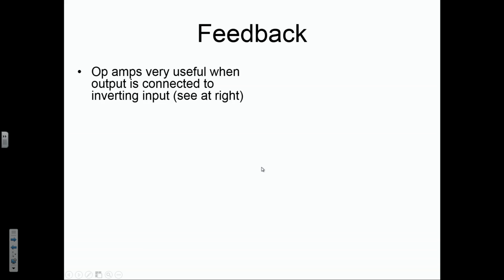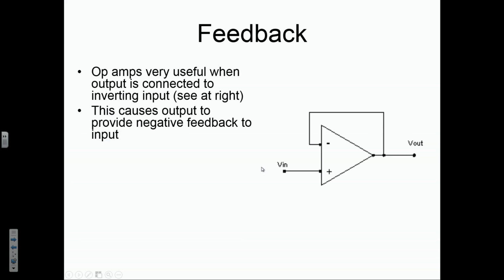Op-amps are very useful when the output of the op-amp is connected to the inverting input of the op-amp. So take a look at this. You've got two inputs, inverting, non-inverting. So you've got a voltage coming into the non-inverting, and the output of the op-amp is connected by wire back to the inverting input. This causes the output right here to provide negative feedback to the input.